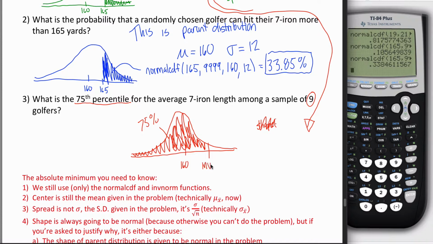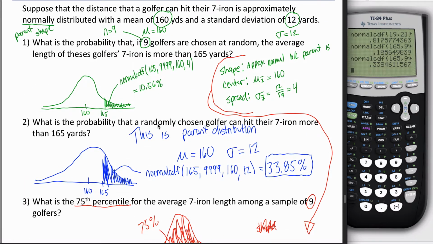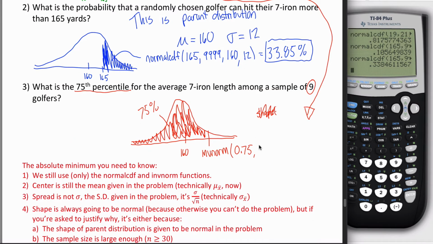Inverse norm always wants 3 arguments. It always wants the area to the left of the point in question, which is this 75%, which I always format as a decimal. And then the center and then the spread, which are not mu and sigma, because this isn't a parent distribution question, because it's not about 1 golfer, it's about 9 golfers. This is a sampling distribution question. So the center and the spread are mu sub x bar and sigma sub x bar, which are 160 and 4 respectively. Type that all into a calculator.